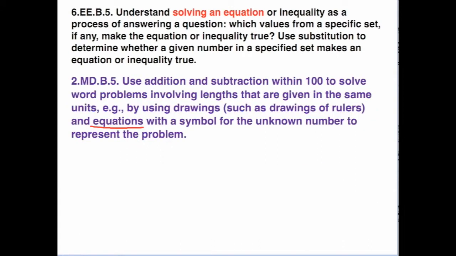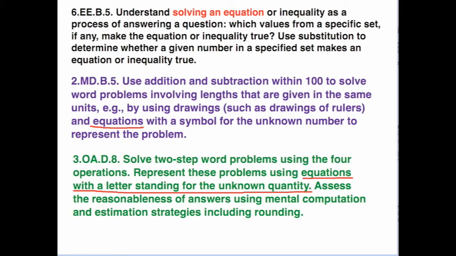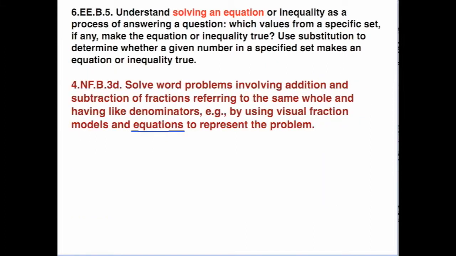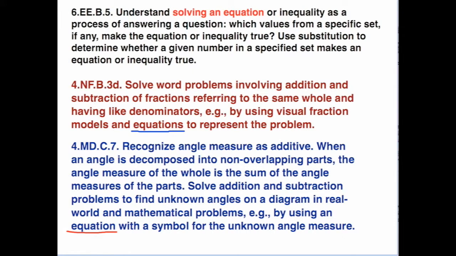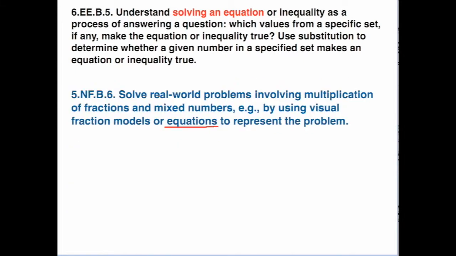Back in second grade, you had standard 2.MD.B.5 that dealt with word problems, and again, students were expected to use drawings or equations with a symbol for the unknown number to represent the problem. In third grade, a similar standard, 3.OA.D.8, dealing with word problems, and again, using equations with a letter to stand for the unknown quantity. Standard 4.NF.B.3.D deals with fractions, and again, using equations to represent a problem. Standard 4.MD.C.7 deals with angles, and there you also have equations involved. In the previous grade level, there's standard 5.NF.B.6, where we're dealing with multiplication of fractions, and again, students will be using visual fraction models or equations.